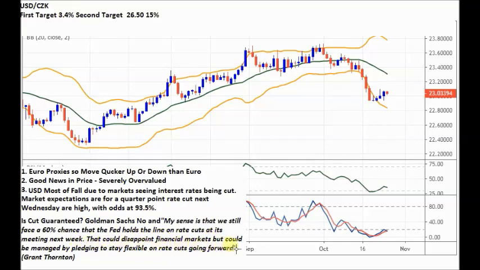That could disappoint financial markets, could be managed by pledging to stay flexible on rate cuts going forward. They could well do that. They don't need to cut rates, really. If they do this, flexible going forward, too many people have sold on the view that they're going to cut. So you're going to see the US dollar rise. And I think as we move into the Fed, a lot of these speculators who've sold aggressively here and in USD PLN are going to come out.